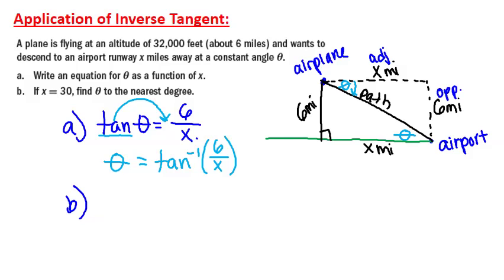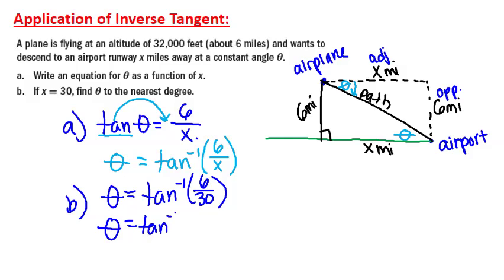And then part B: if x is 30, find theta to the nearest degree. So we're going to take our formula and plug in 30. So we have tan inverse of 6 over 30. Well, 6 over 30, you can reduce it if you want, or you can just type this straight into your calculator. I'm going to reduce it. So that's tan inverse of 1 over 5.